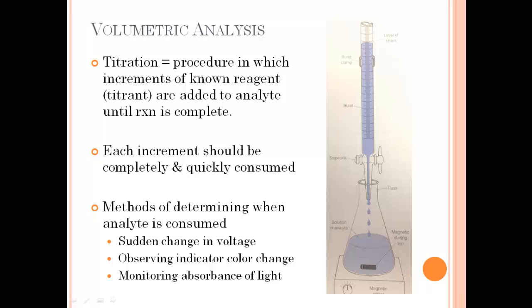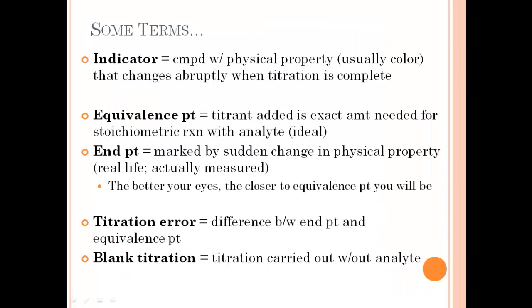So there's several methods that we can use to determine if the analyte, the thing in the Erlenmeyer flask, has been consumed. You can test it by voltage, or a change of color, or maybe just monitoring the absorbance of light in the analyte. Some terms that you should remember are, number one, indicator. That's a compound with a physical property, usually color. That's the one that we used in general chemistry. Phenolphthalein was the indicator. That changes abruptly when the titration is complete. So for example, phenolphthalein from general chemistry would be colorless in acidic solution, but once it became a basic solution, it would turn bright pink. And that's how you would know that reaction was complete.